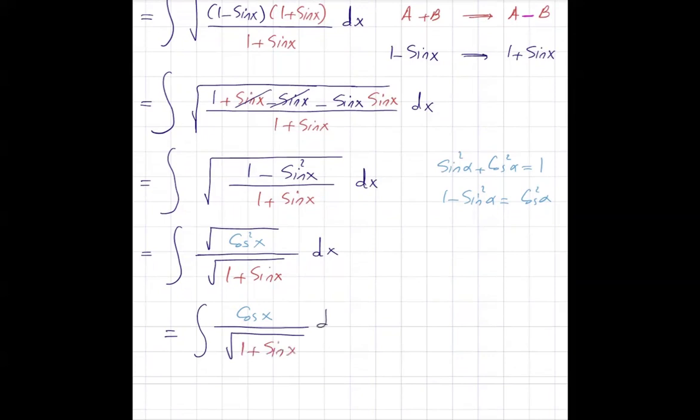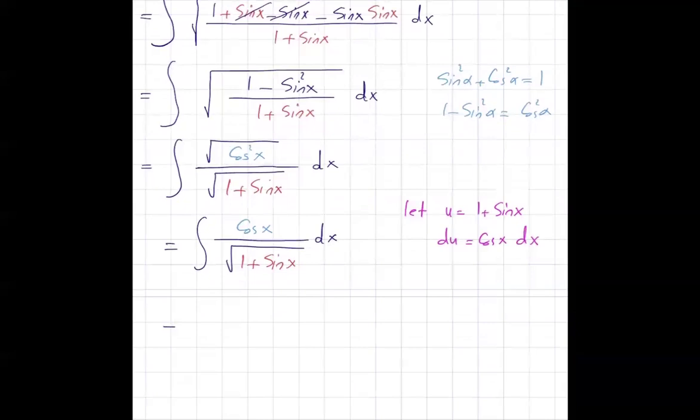Well, when I look at this, I know that if I use u-substitution with u as 1 plus sine x, I already have du. Very good. Let u be 1 plus sine x. So my du is cosine x dx. I have everything I need. This is simplified into the integral of du divided by square root of u, which is super easy to work with.